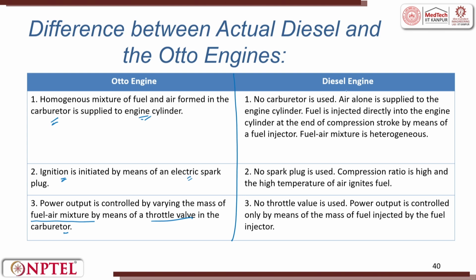When we talk about the diesel engine, there is no carburetor. So, here the air alone is supplied to the engine cylinder. The fuel is injected directly into the engine cylinder at the end of the compression stroke by means of a fuel injector. The fuel air mixture is heterogeneous.